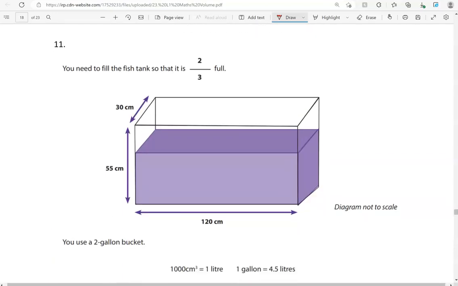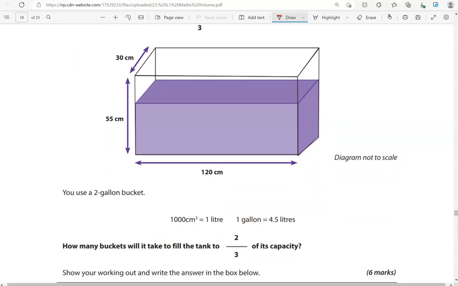You need to fill the fish tank so that it is 2/3 full. You use a 2-gallon bucket. 1000 cubic centimeters equal 1 liter. 1 gallon is equal to 4.5 liters. How many buckets will it take to fill the tank to 2/3 of its capacity? Show your working out and write the answer in the box below.